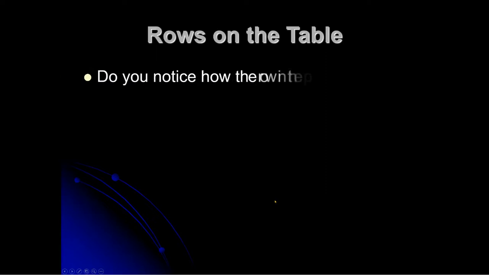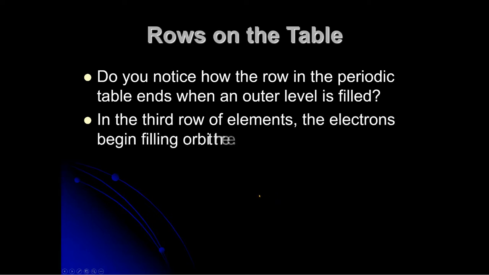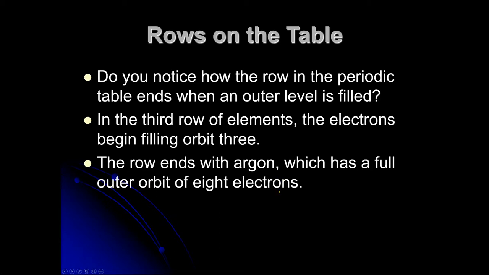Rows on the periodic table. Do you notice how the row in the periodic table ends when an outer energy level is full? In the third row of the elements, the electrons begin filling orbit 3. The row ends with argon, which has a full outer orbit of 8 electrons.